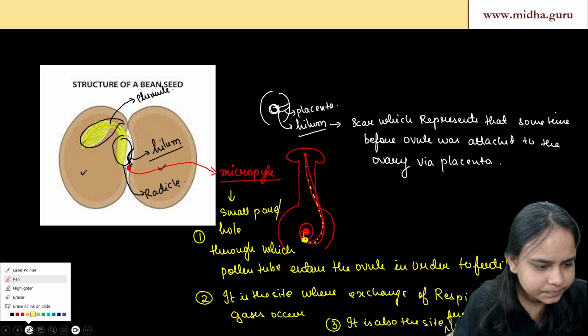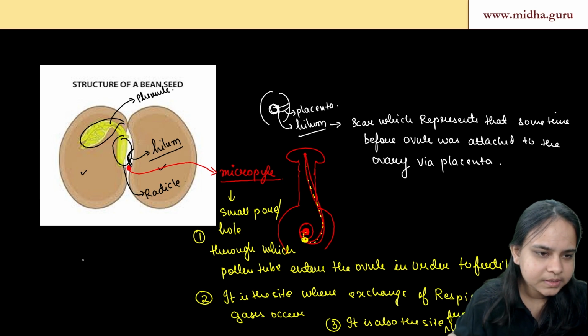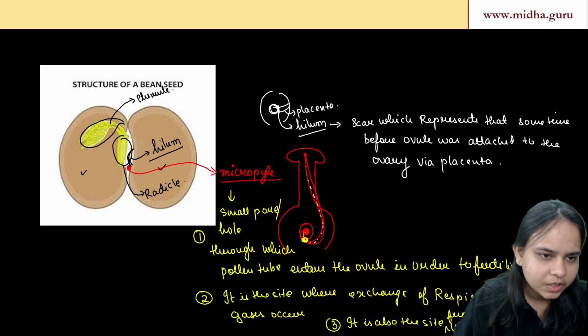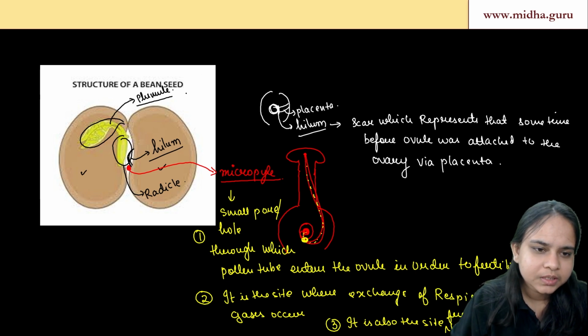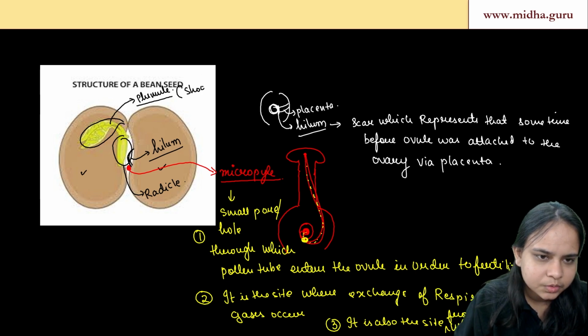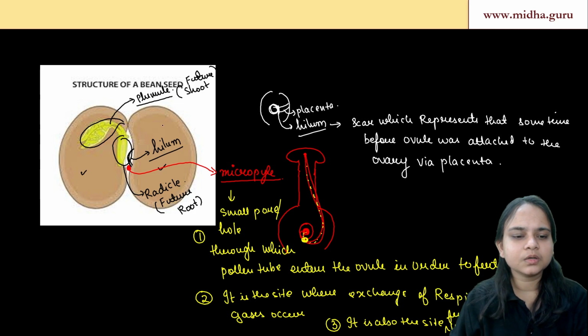First, this part of the embryo is called the plumule, that is the future shoot. And this part of the embryo is called the radicle. It is called the future root. Then we have hilum. This is a scar present on the ovule.